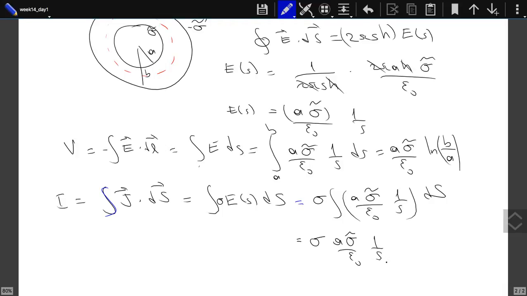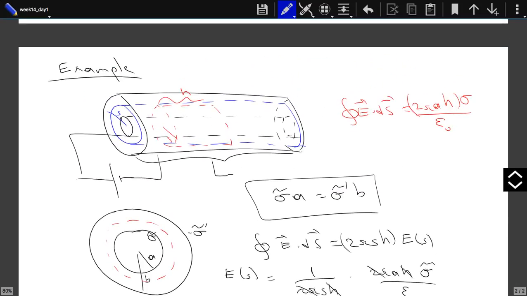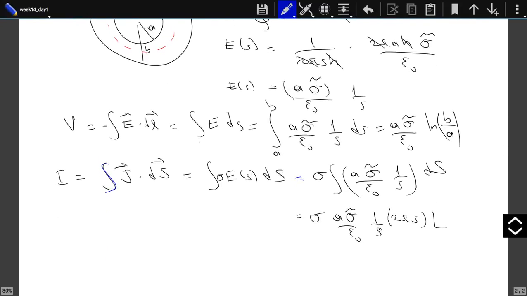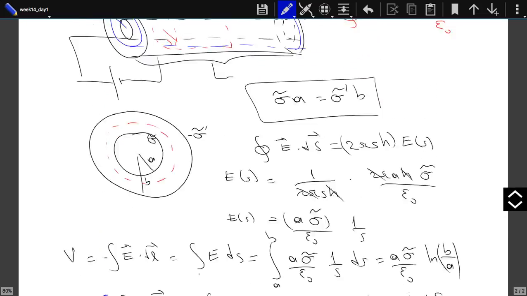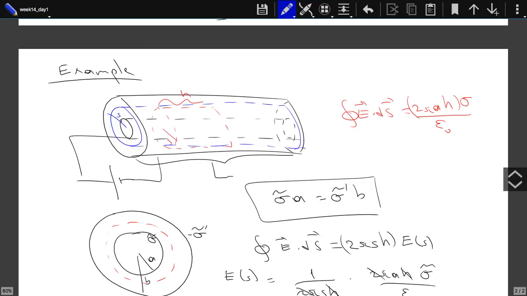You see, S is constant in this integral. And the total area is 2 pi S times L. This is the current running through the cylinder of radius S and length L, this blue cylinder. And you see S cancels, as it should. Because you see, the current running through this blue cylinder should be the same whether it is small or large.